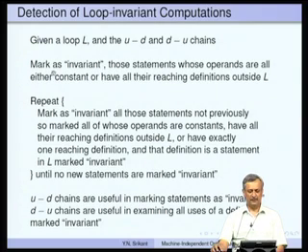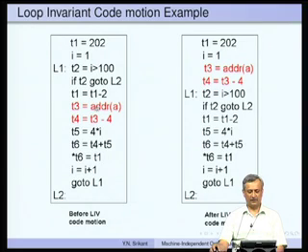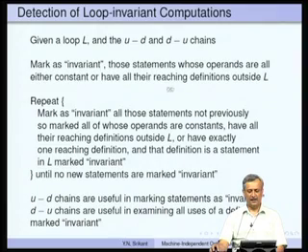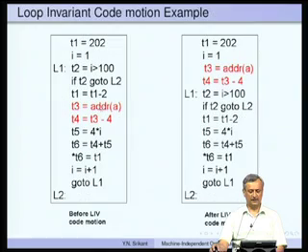In the first round, mark as invariant those statements whose operands are all either constant or have all their reaching definitions outside L. Let us take this one at a time. Statements whose operands are all constants: this is a constant. So, T3 equal to address A is a loop invariant computation, or have all the reaching definitions outside L. In other words, suppose this address A is a constant and it was computed outside the loop, not within the loop. Even then, this is actually a loop invariant computation.